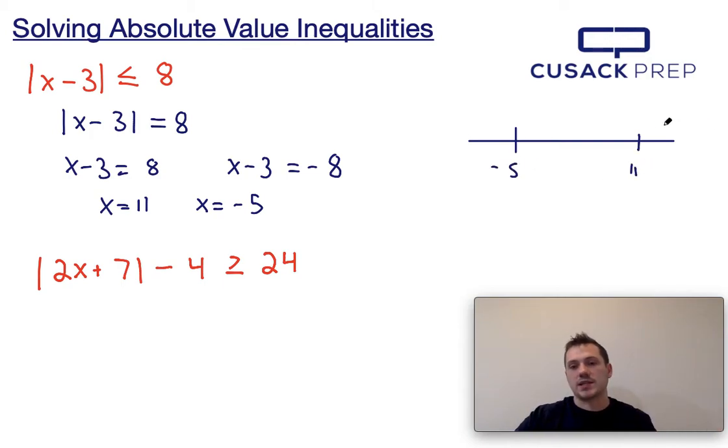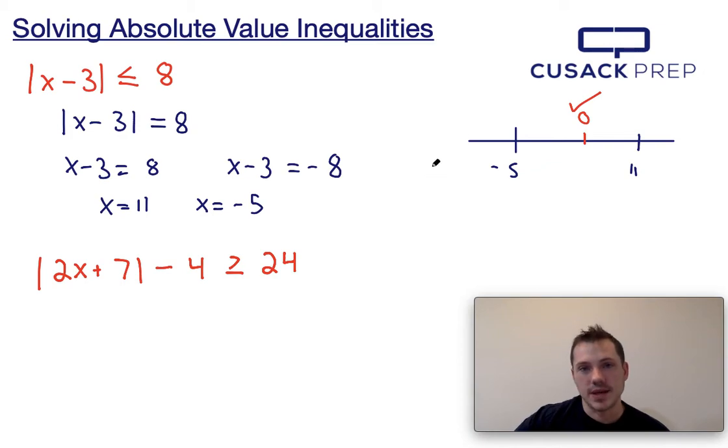Now what we do with the sign chart is we evaluate numbers that are in between negative 5 and 11, as well as values that are below negative 5 and values that are above 11 in the original inequality. So let's say I wanted to evaluate 0. Well, if I plug 0 in for x, 0 minus 3 is negative 3. The absolute value is 3. 3 is less than or equal to 8, so the inequality holds true for the region in between negative 5 and 11. Below negative 5, I plug in negative 10.